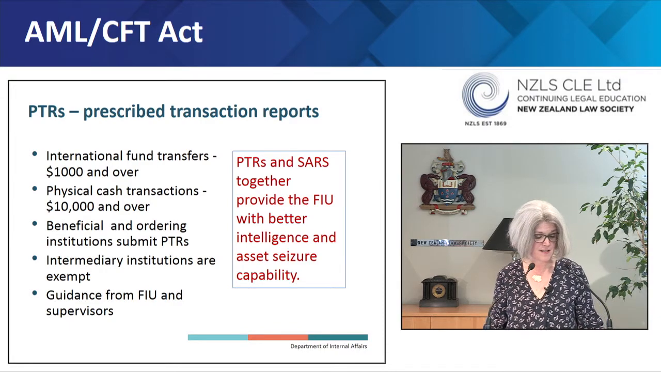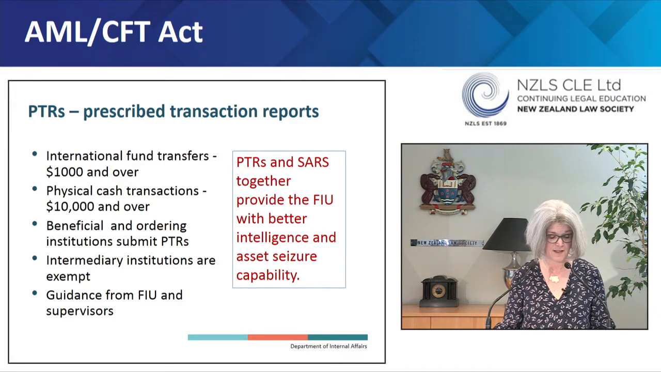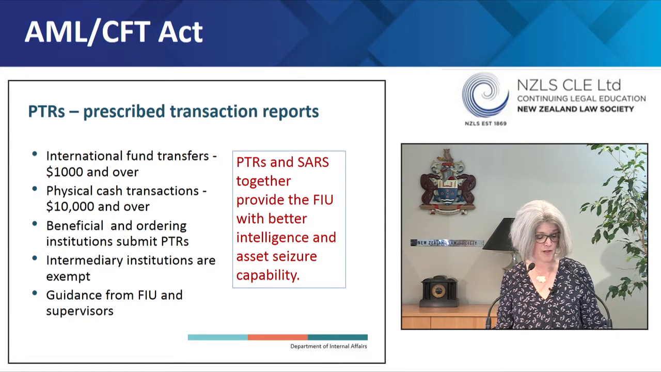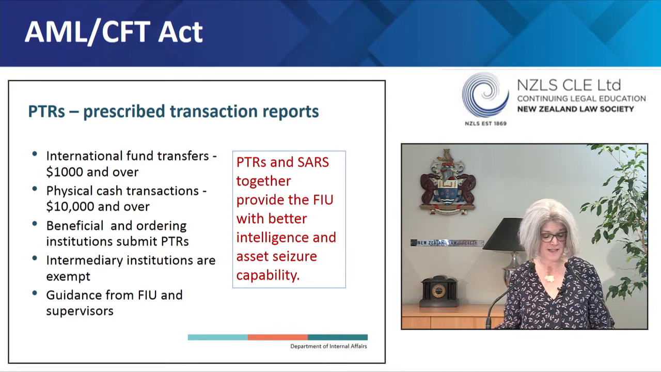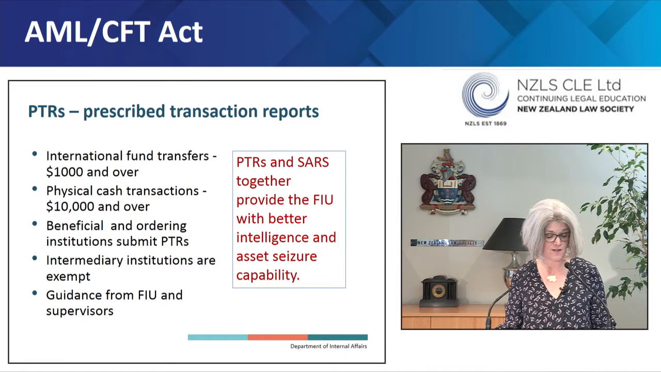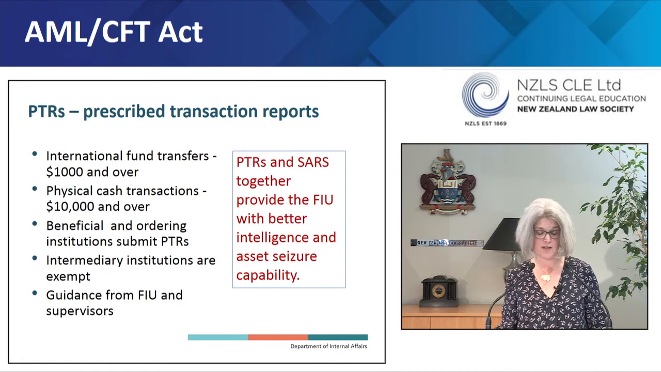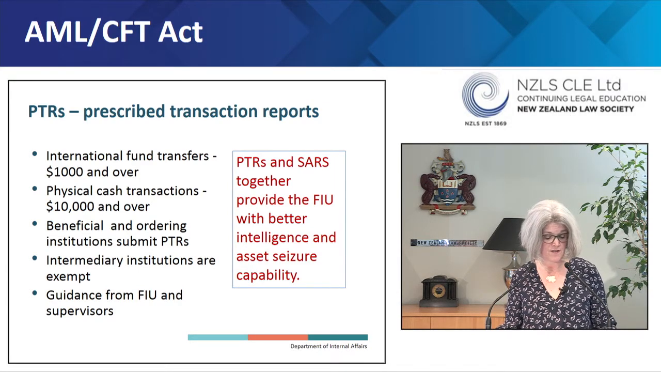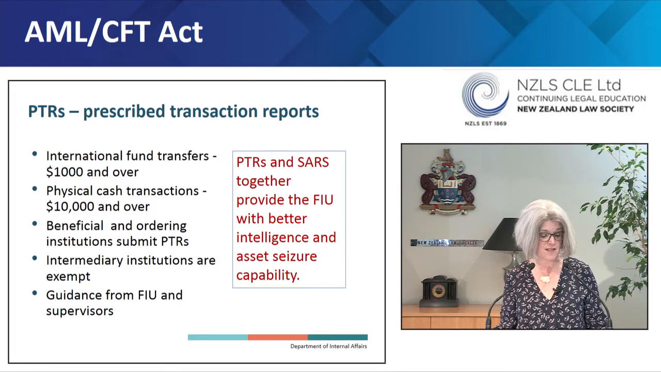Equally, if an entity is the first to receive funds from overseas and then makes the funds available to another person, they are considered the beneficiary institution and they are responsible for reporting. An example would be when a client has asked you to arrange receipt of funds from overseas into your trust account on their behalf. When considering your role in PTRs for international wire transfers, the existing guidance on wire transfers on the DIA website is a good starting point.